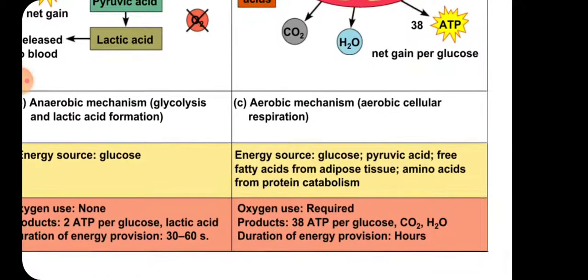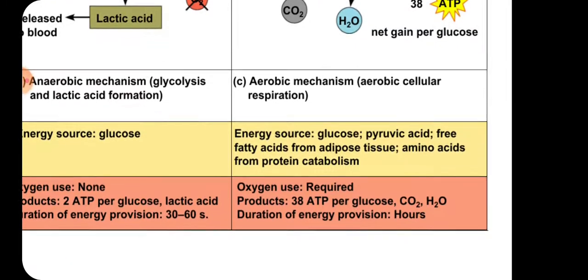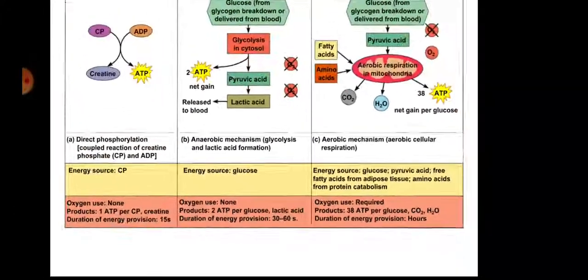The energy source is glucose, pyruvic acid, free fatty acids from adipose tissues, and amino acids from protein catabolism. Oxygen use is required. Products are 38 ATP per glucose, carbon dioxide and water. Duration of energy provision is for many hours.